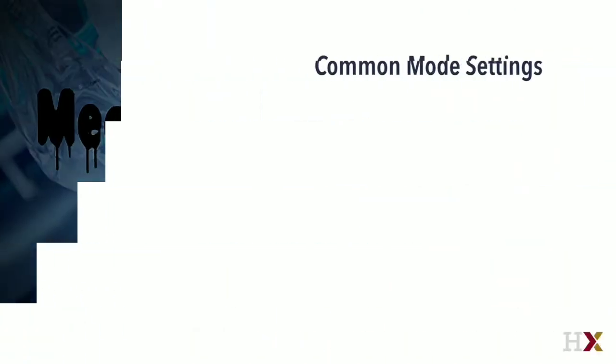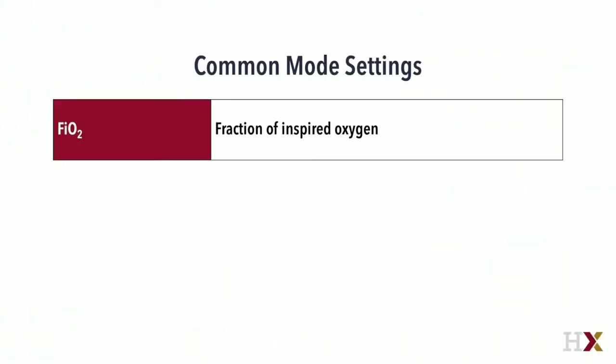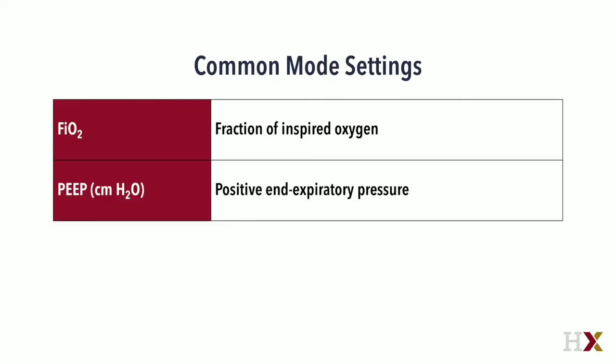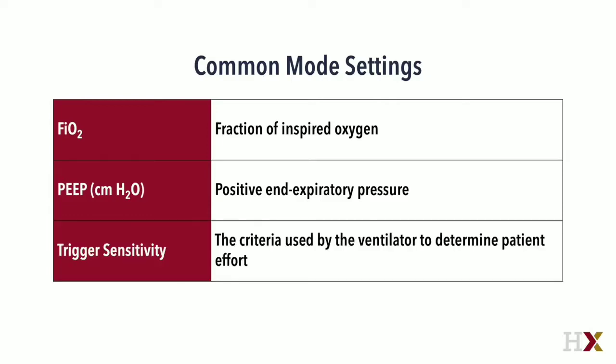modes of ventilation. These include the fraction of inspired oxygen, which is simply the amount of oxygen being delivered to the patient. Positive end expiratory pressure, which is the pressure maintained in the respiratory system at the end of exhalation. The purpose of setting PEEP is to try and maintain an open lung by preventing atelectasis. Trigger sensitivity is the criteria used by the ventilator to determine if the patient is making an effort.